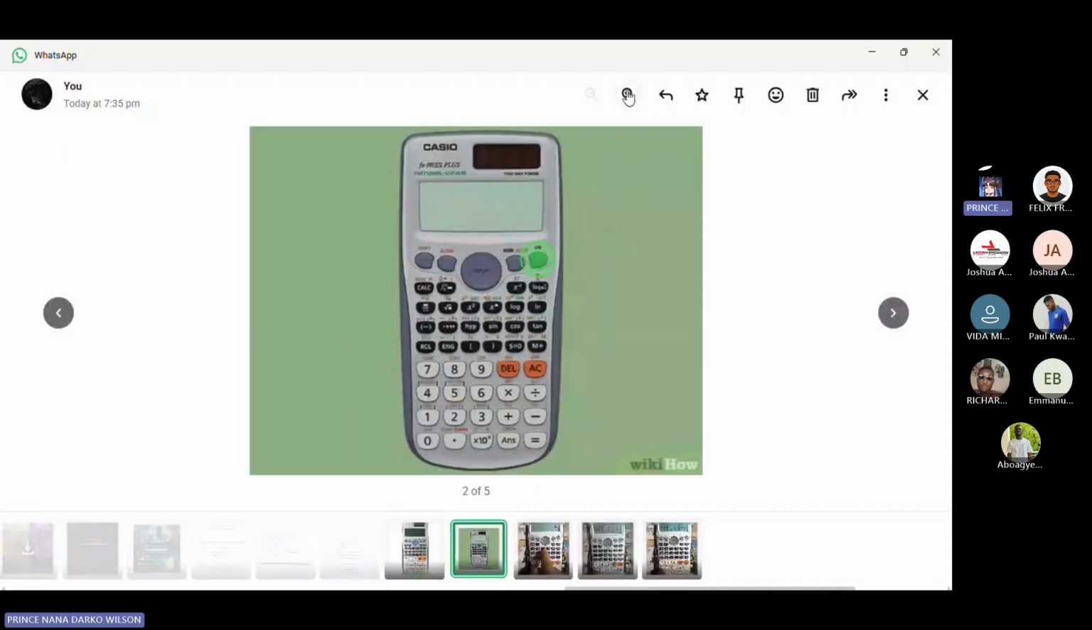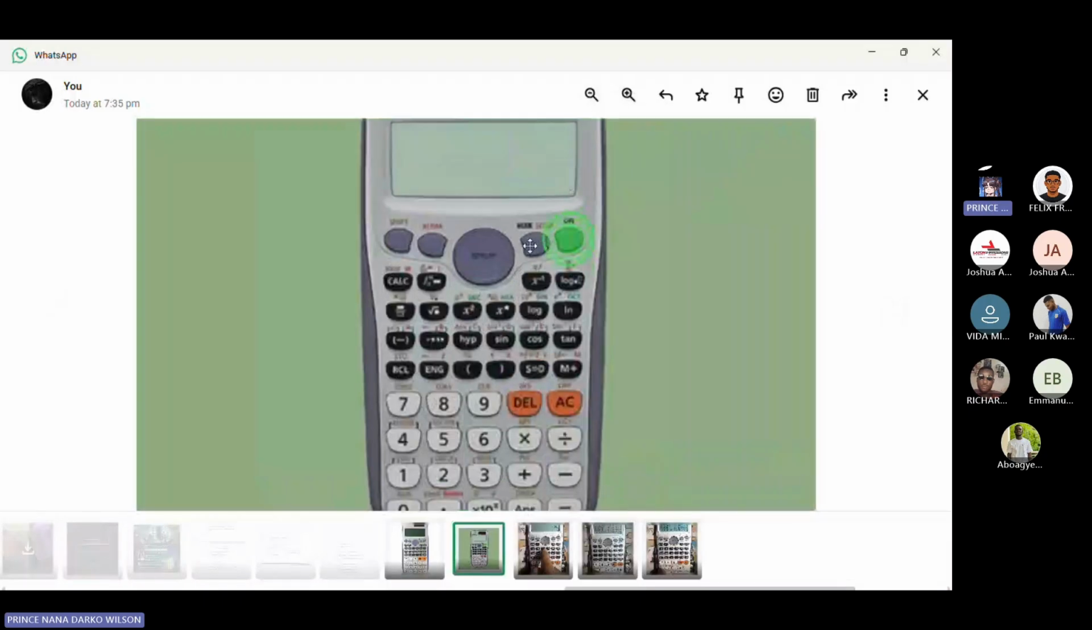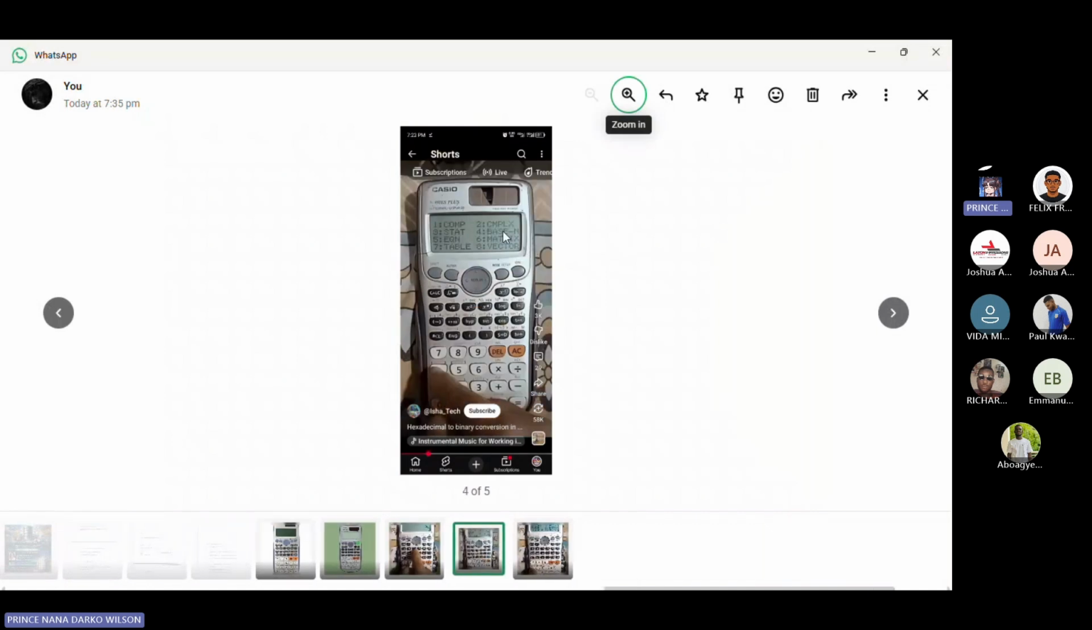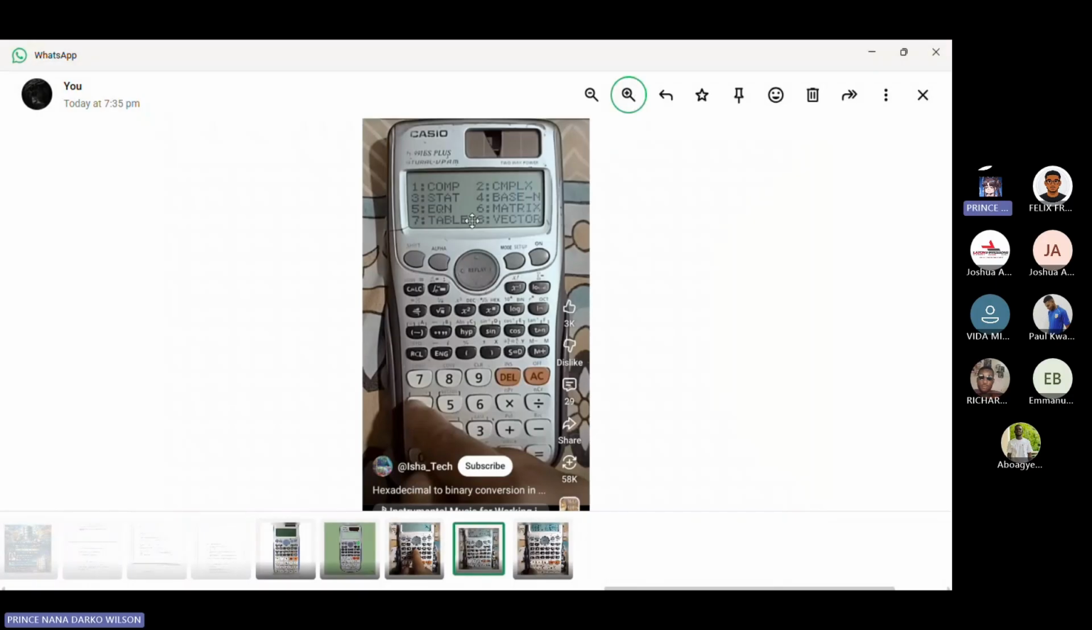That's over here, this side. And then after you hit mode, it will take you to this page right here. At this page, you see at option 4, it says base N. It means you are doing a base conversion. So you select 4 and it takes you to that.